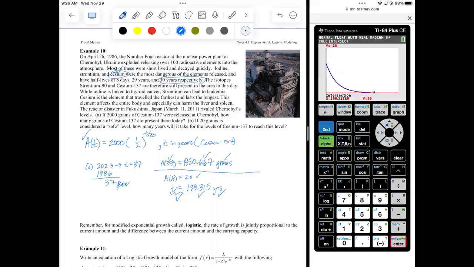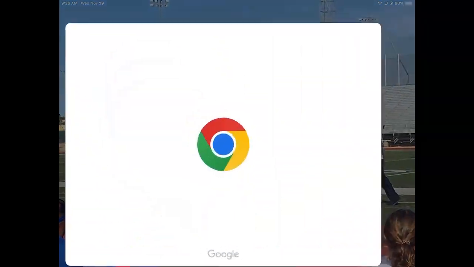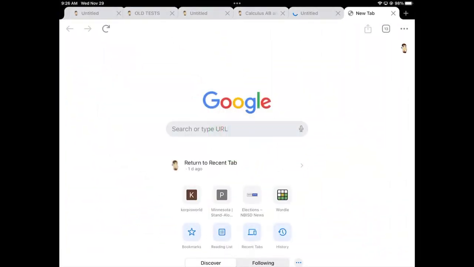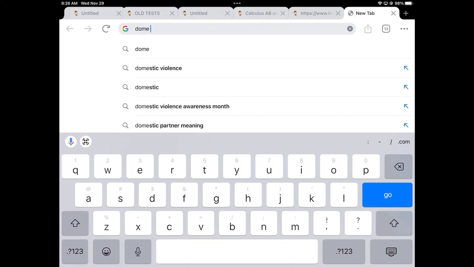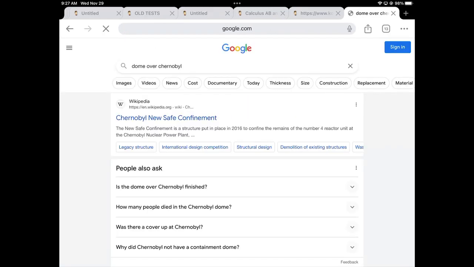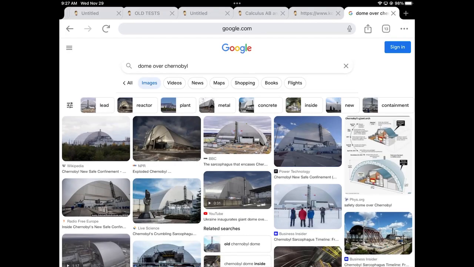Now let's do something here. Let's check. We'll go to Google, so we don't have to take a field trip to the library. We'll just type in dome. It might be finished over Israel. Dome over Earth Bible. What? Yeah, that showed up in my search. I want dome over Chernobyl. New safe confinement. There it is.